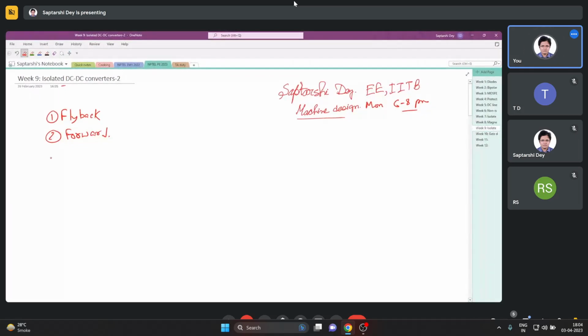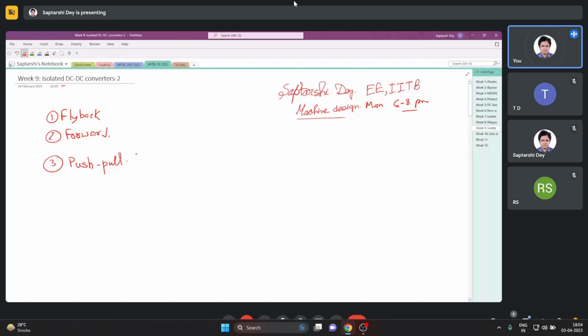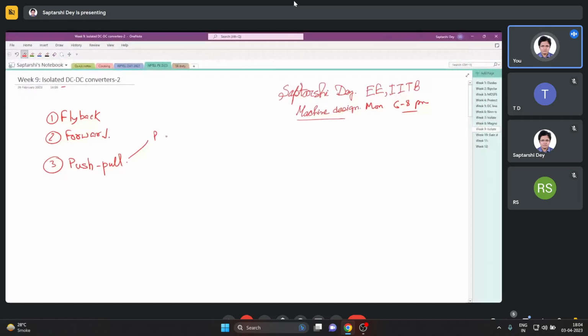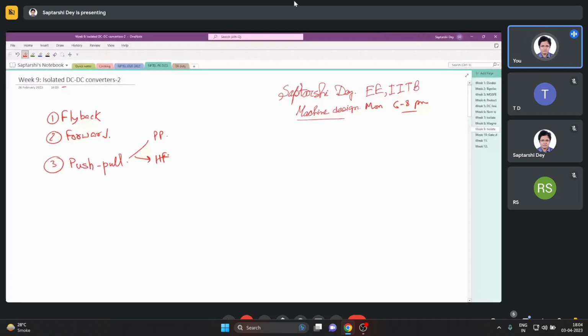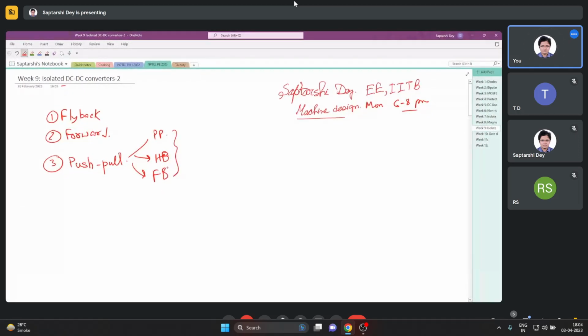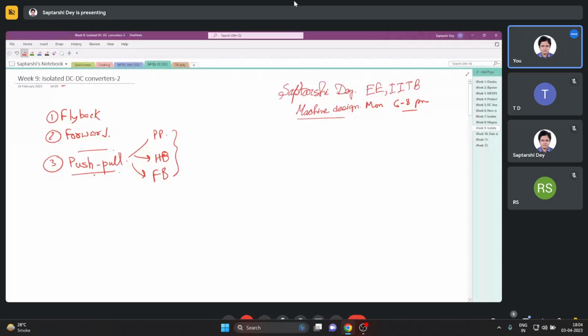In this session, what we will study is another class of isolated DC-DC converters, which are push-pull types. So there are push-pull converters, there is half bridge converter and full bridge converter. These three converters mostly we will study, and we will see why this name push pull is given to this class of converters.